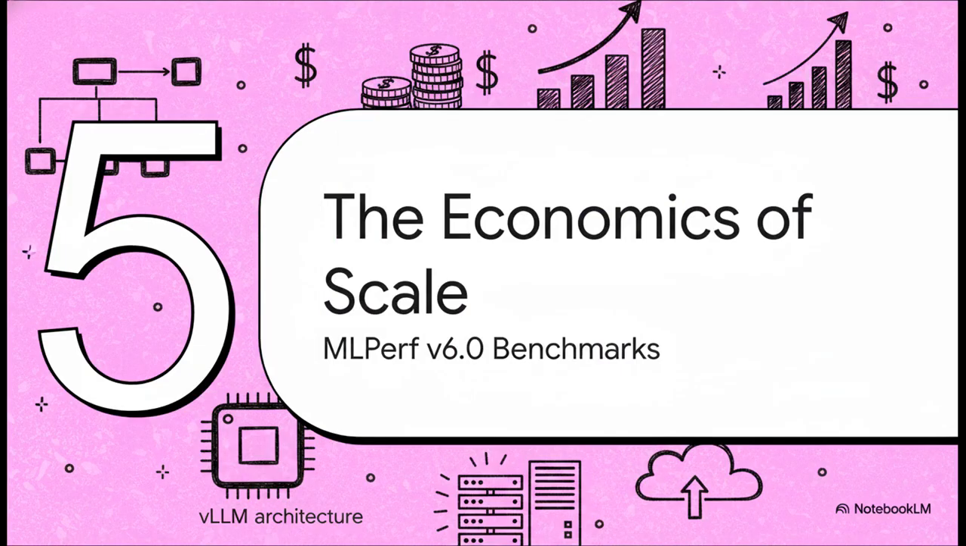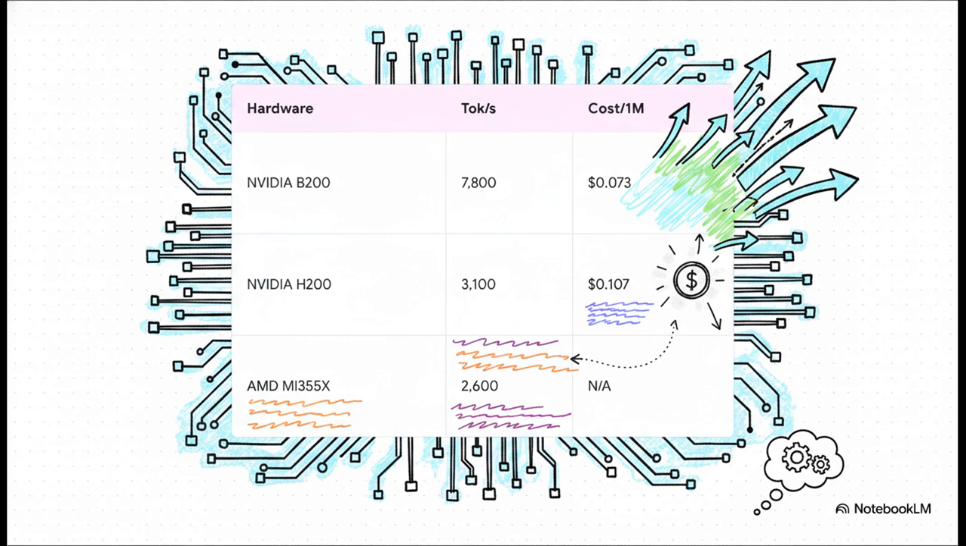Section 5. The economics of scale. Let's step back and look at the financial reality here, because speed really only matters if the unit economics actually make sense. In the demanding April 2026 MLPerf v6.0 benchmarks, the NVIDIA Blackwell B200 just dominates throughput, hitting roughly 7,800 tokens per second per GPU. But more importantly, it brings the spot cost of generating 1 million tokens down to an unprecedented fraction of a cent. We're talking $0.073 per million tokens. The H200 and AMD's MI355X remain highly capable, but the economic efficiency ceiling just keeps getting pushed higher and higher.